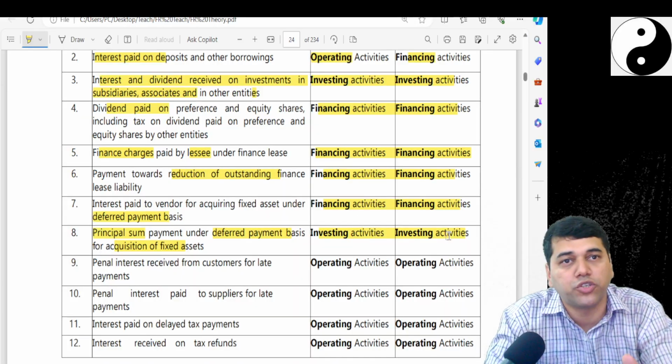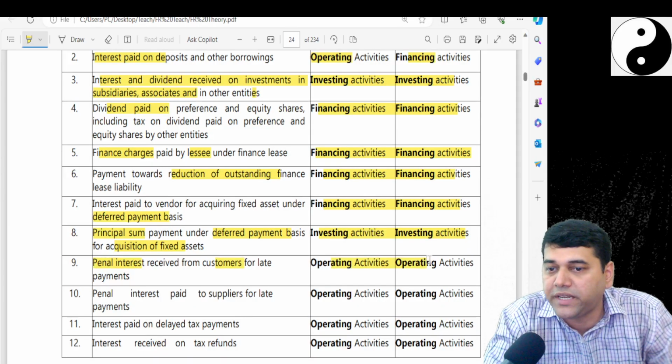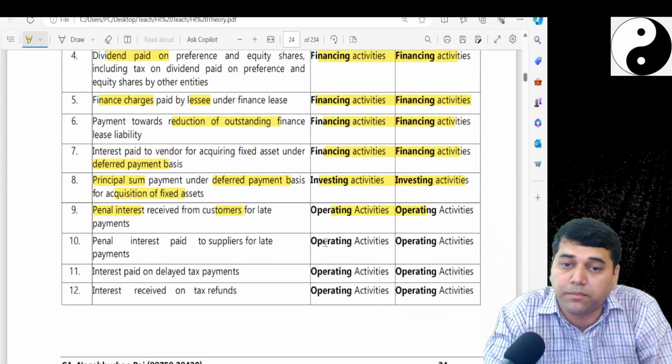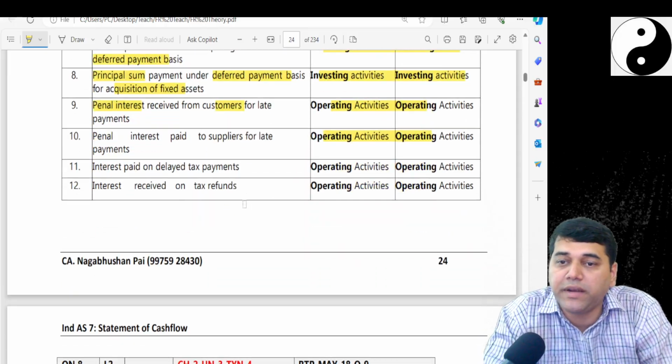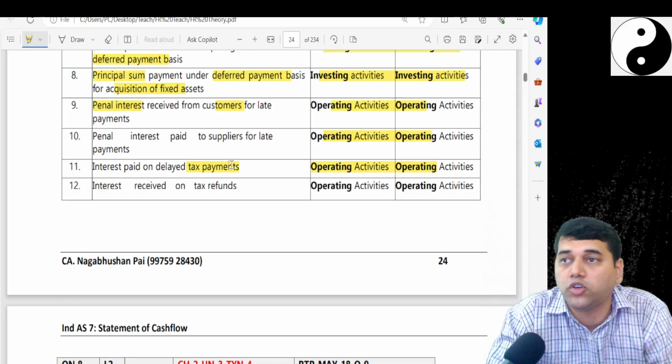And whatever principal portion is there, it's an investment activity. Penal interest received from the customer, operating. Penal interest paid to the supplier, operating. Interest paid on the delayed tax payments. Okay, which tax payment? Question is silent.